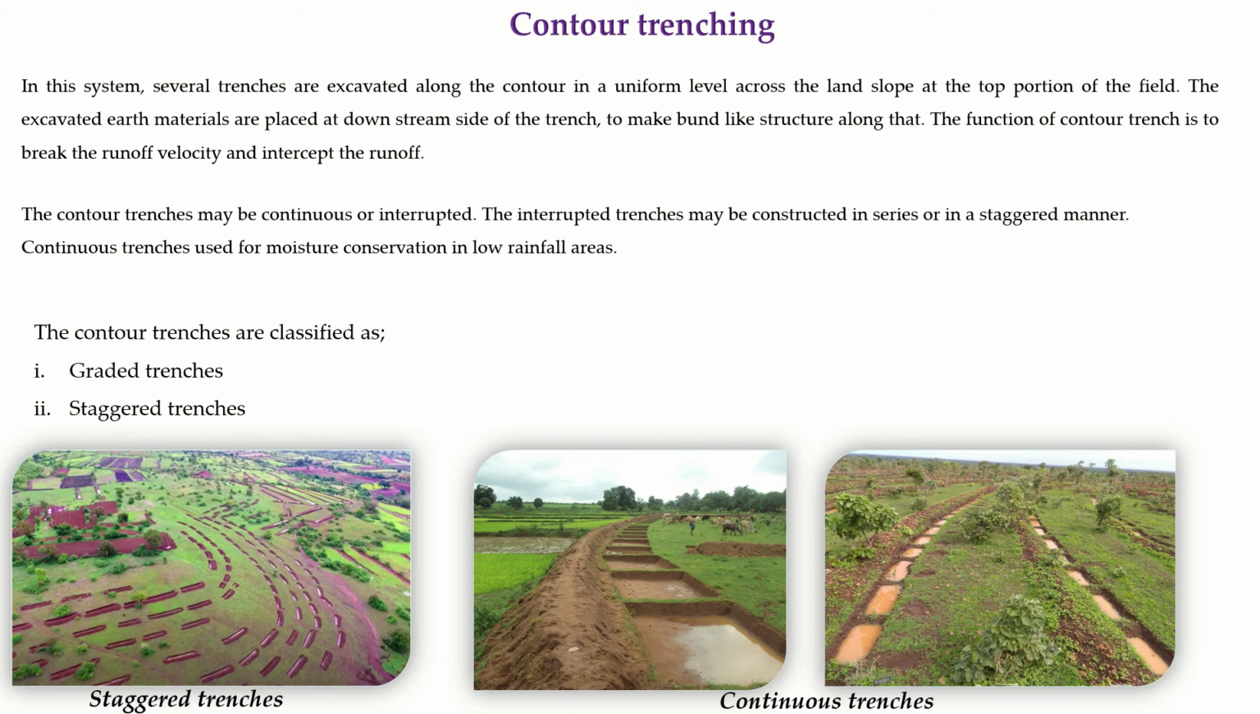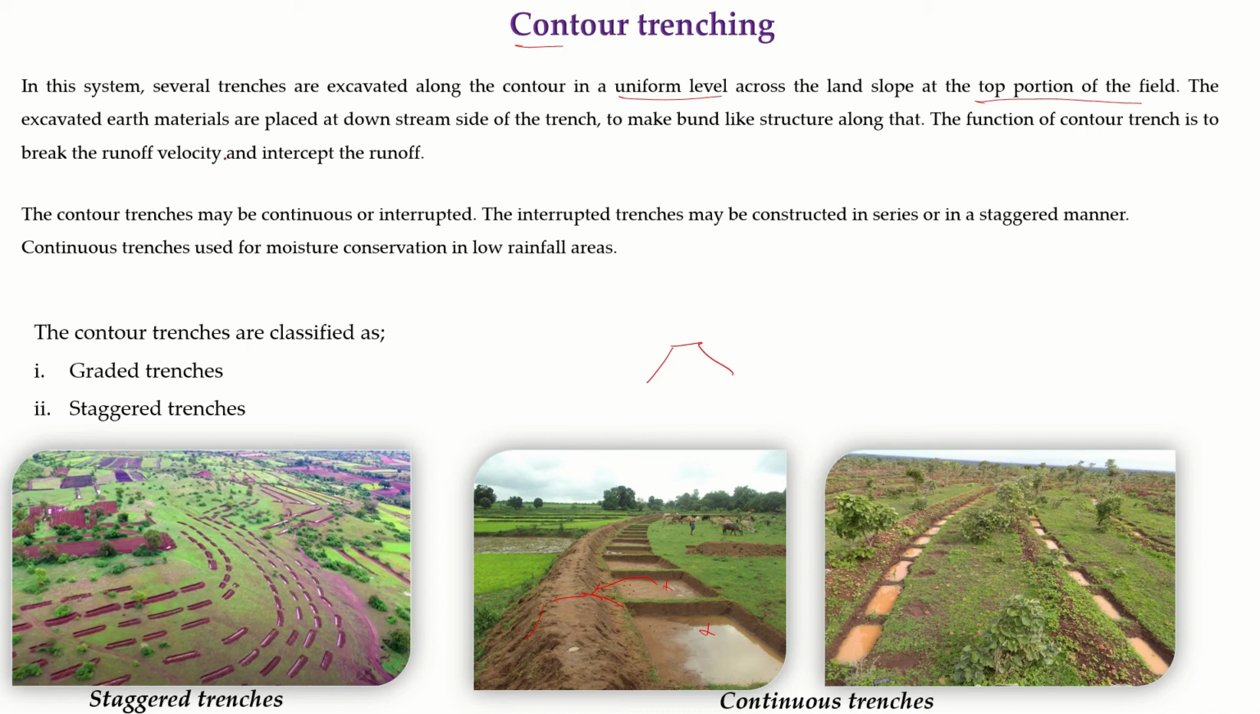And the next one is contour trenches. Contour trenches are similar to bunding, but in this system, several trenches are excavated along the contours at a uniform level across the land slope at the top portion of the field. The excavated earth material is placed downstream. So whatever material has been excavated is kept on the downside of the trench to make bund like structures. This is in an inverted trapezoidal shape.